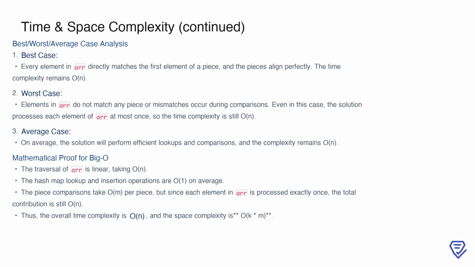To mathematically prove this, we see that the traversal of ARR is linear, taking O(n), while hash map operations like lookups and insertions are O(1) on average. Subarray comparisons contribute O(m) per piece, but since each element in ARR is processed once, the total contribution is still O(n). This confirms that the final time complexity is O(n), and the space complexity is O(k*m).